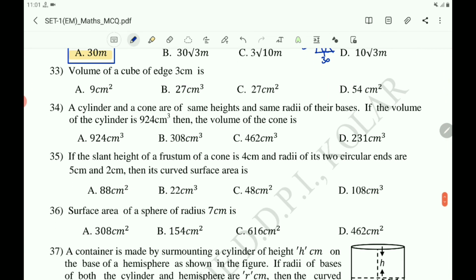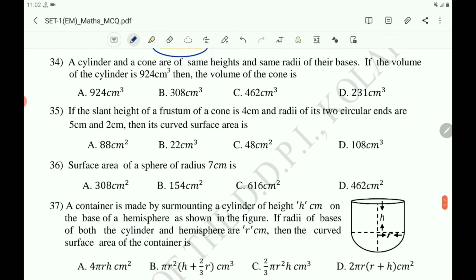Then take question number 33. Volume of a cube of edge 3 centimeter is. What is the formula to find the volume of the cube? Volume of the cube equals a cube, that is 3 cube. 3 cube means 3 into 3 into 3, 27 cm cube. 27 cm square is not the answer. It is a volume, so you must have cm cube. So option B is the answer. You must know the formula and also the unit.